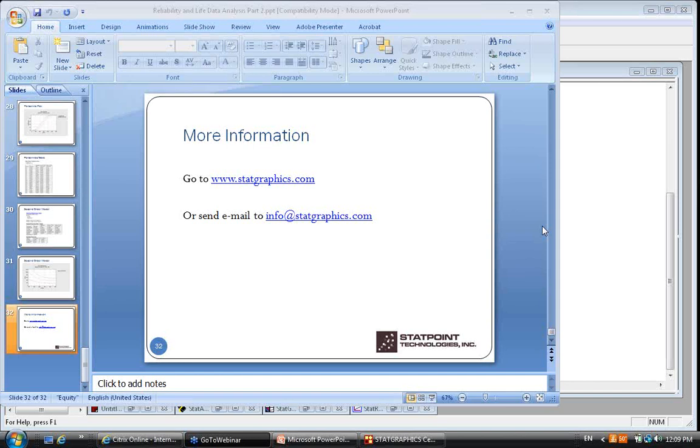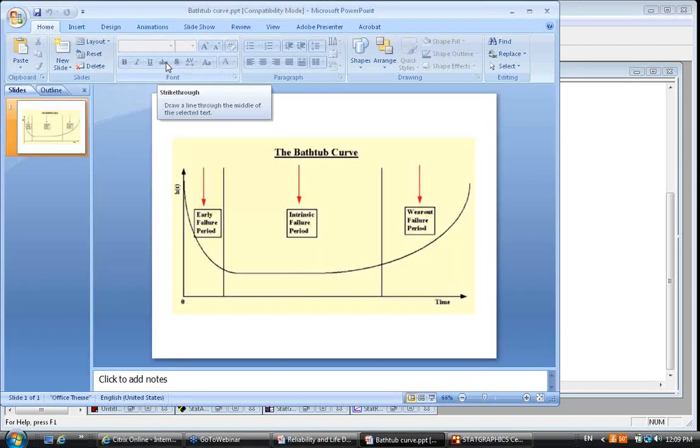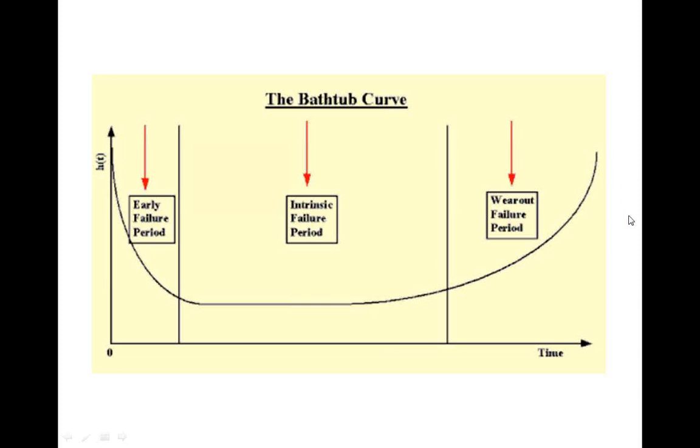There was one question left over from the last webinar having to do with the bathtub curve that I did want to make a couple comments on. And let's see if I have, yes I do, another slide here. The bathtub curve shows a very common hazard function for a product over its entire lifetime. It's common to divide the lifetime of a product into 3 periods. This plot, incidentally, comes from the NIST site, NIST.gov, National Institute of Standards and Technology.